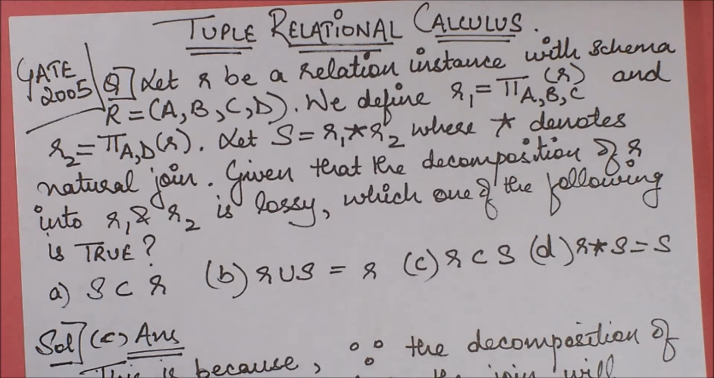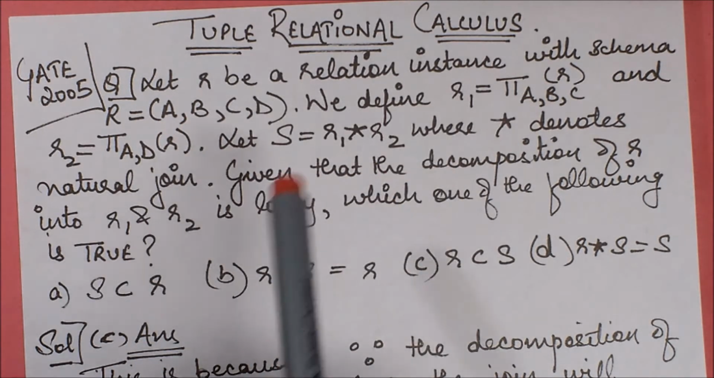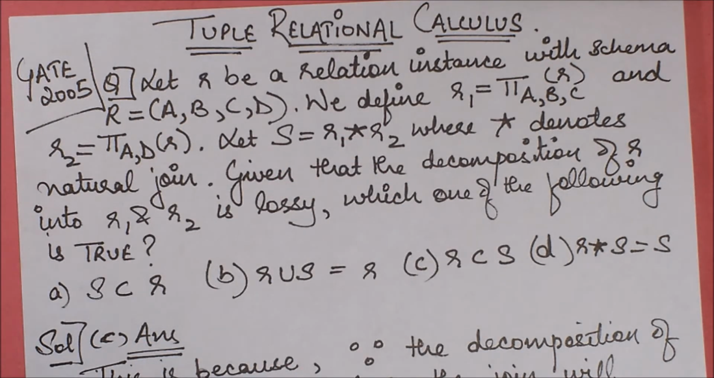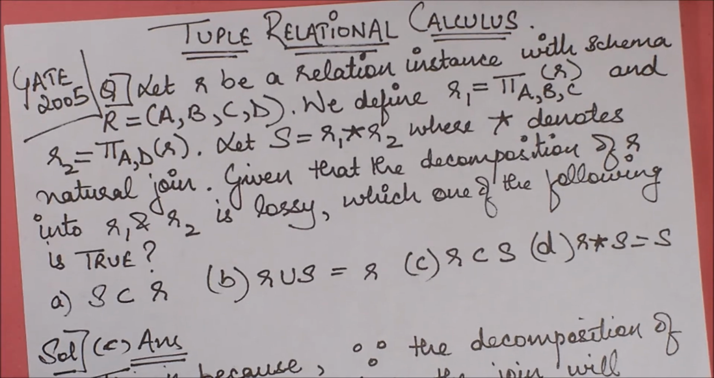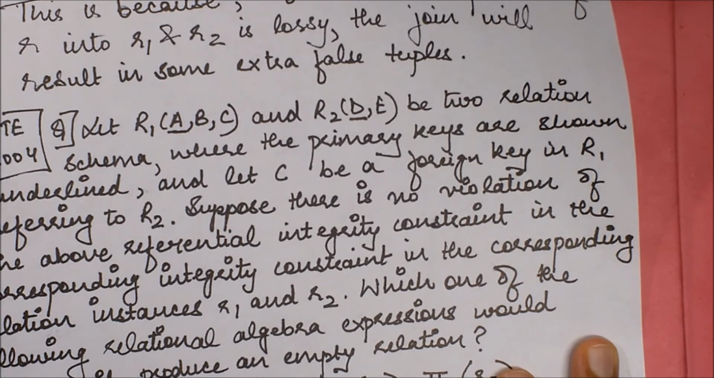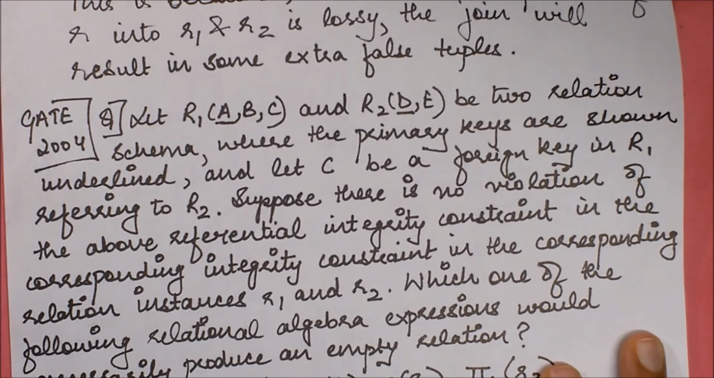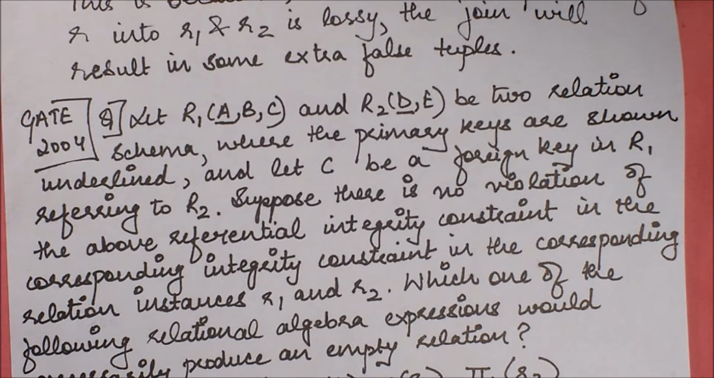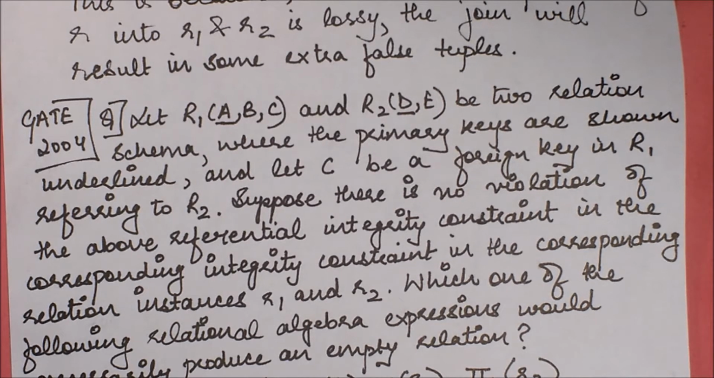So our answer is straight away this C part: R is a subset of S. So the answer is C. Let's move on to another question of GATE 2004. This is a very important question. It was also repeated in GATE 2012, I guess. I have posted that question earlier, but I thought of posting this one as well.